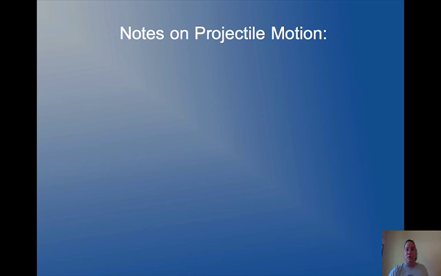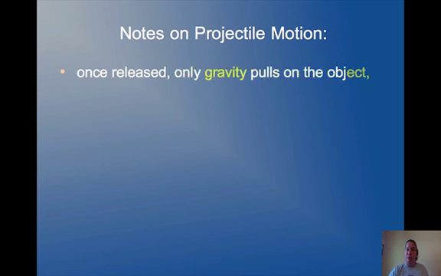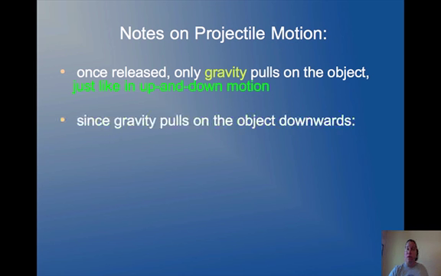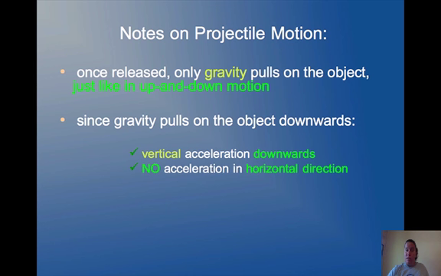A few things to write down. We've talked about most of this, but when released, only gravity pulls on the object. So just like we saw in the up and down motion, we're only looking at that negative 9.8 meters per second squared. Since gravity is pulling on it downwards, we actually have a vertical acceleration downwards. We also have no acceleration in the horizontal.